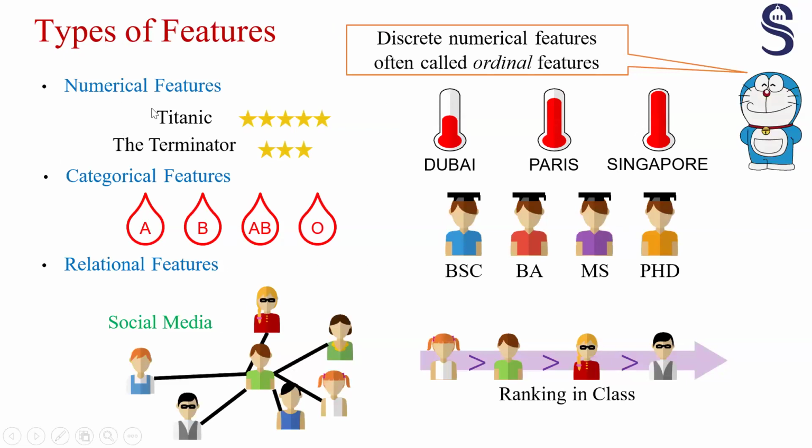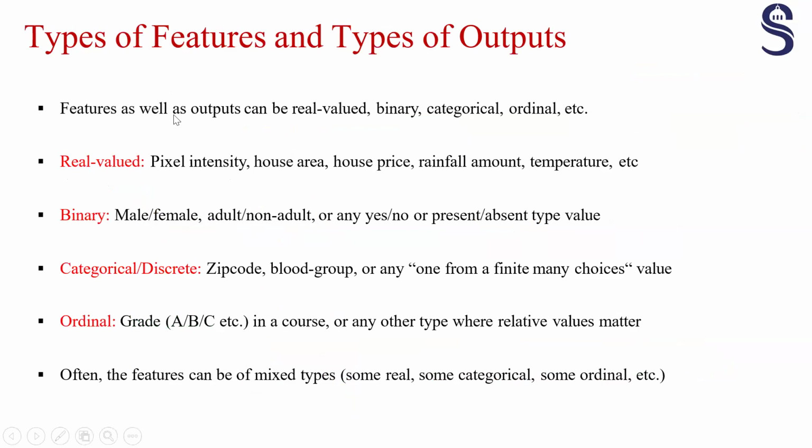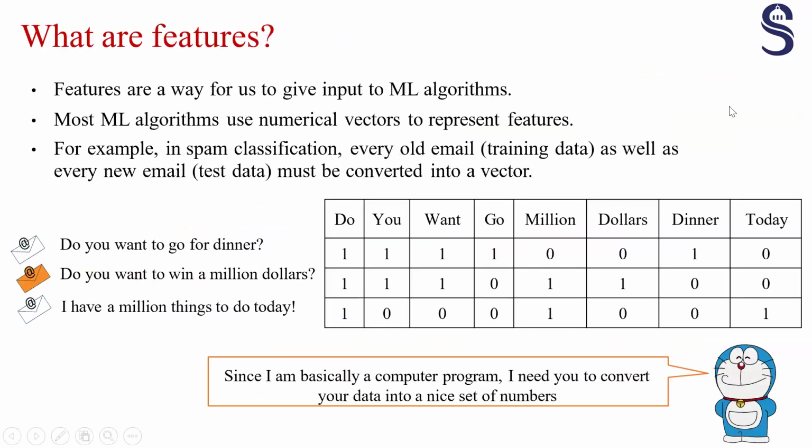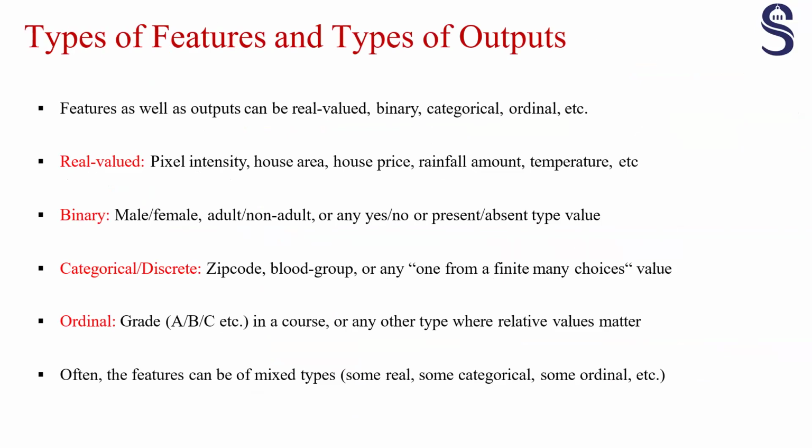There are numerical features, which can have stars, for let's say the likeness or unlikeness. We can have categorical features like blood groups, right? We have relational features like social media. We have ordinal features like the ranking in the class. So these are nothing but numeric data, ordinal data, interval data, and ratio data, right? These can be the types of features which can be used to predict the data. Whatever you are giving as an input, they try to predict the output, right?